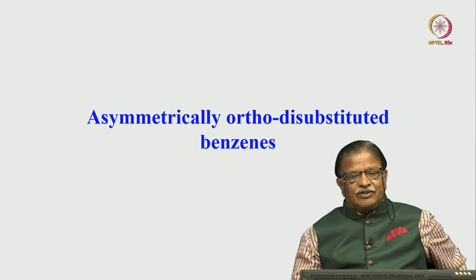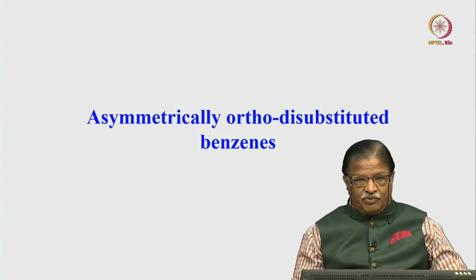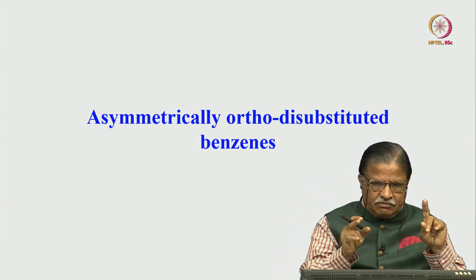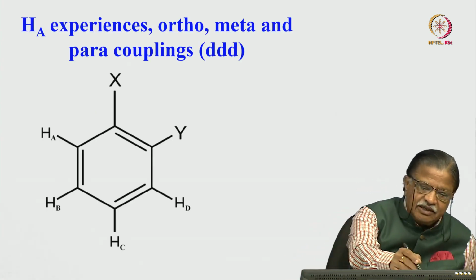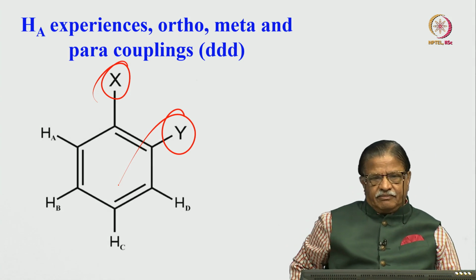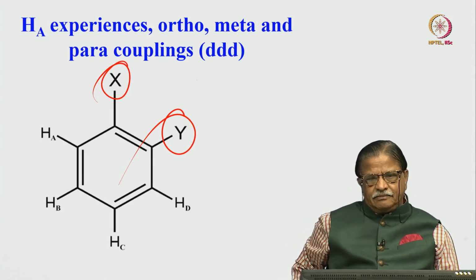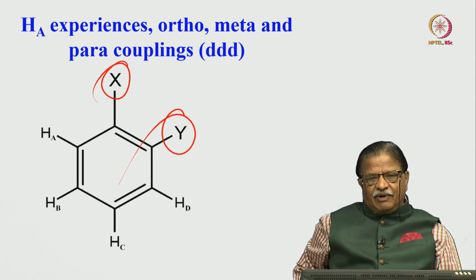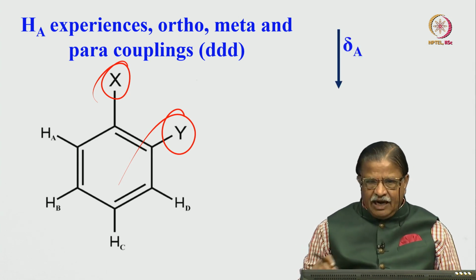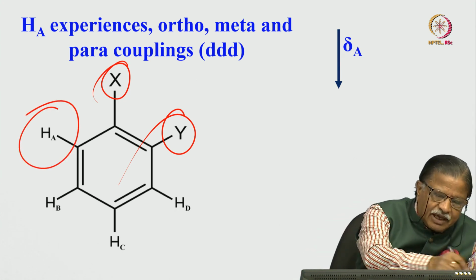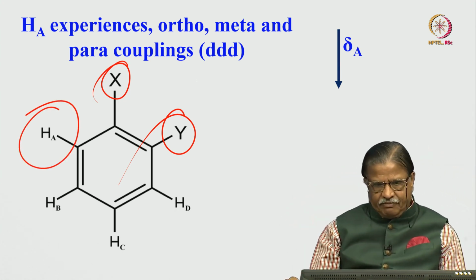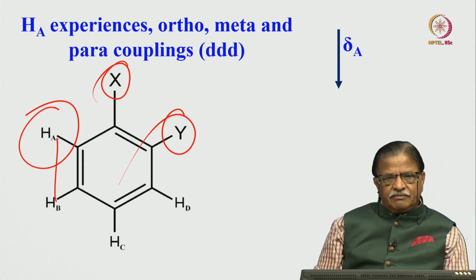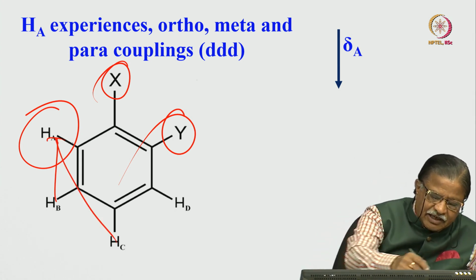We looked at monosubstituted benzene. Now let us take the example of asymmetrically ortho disubstituted benzenes. What will happen? Asymmetrically means these two substituents are different, X and Y. Then what is the pattern we expect? Is there any symmetry for this molecule? No symmetry at all. All these four protons are chemically inequivalent: A is different, B is different, C is different and D is different. Let us see how you get the multiplicity pattern of proton A. Proton A can experience ortho coupling with this, meta coupling with this and also para coupling.